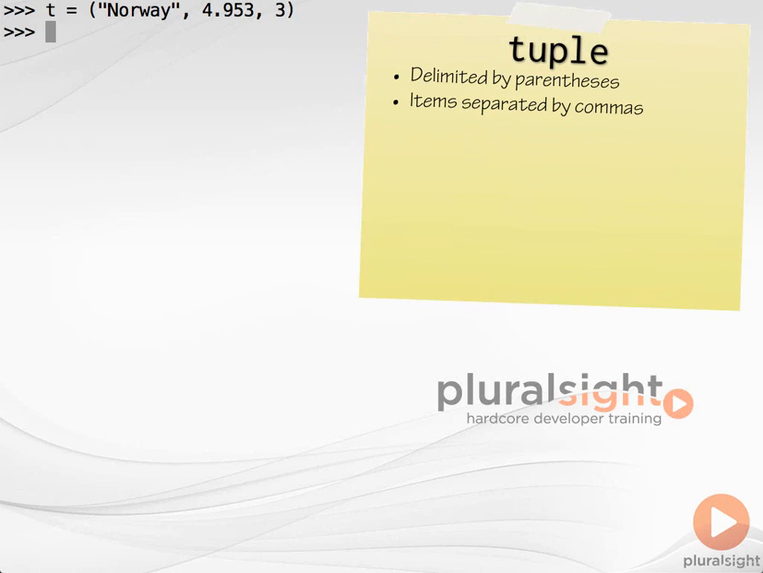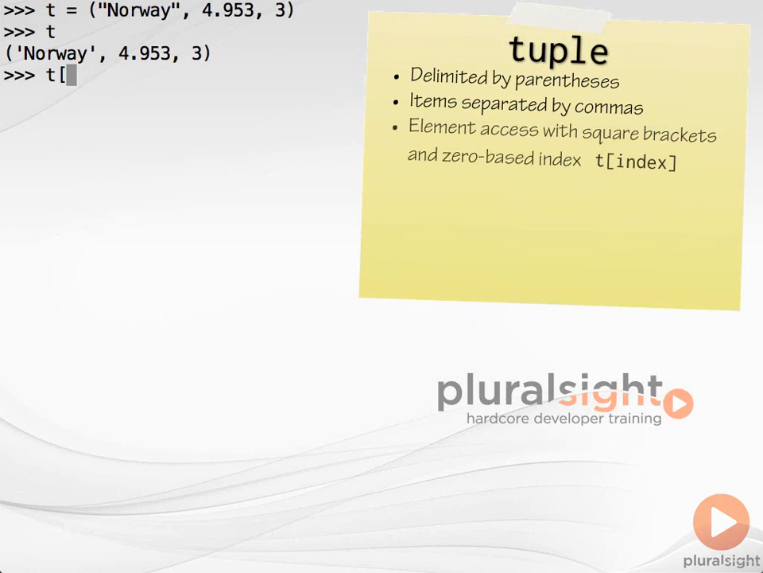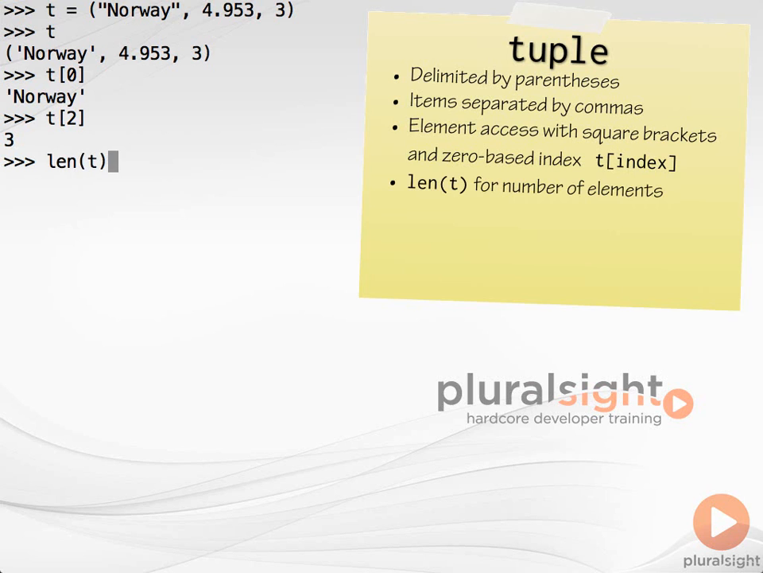Here's a literal tuple containing a string, a float, and an integer. We can access the elements of a tuple by a zero-based index using square brackets, and we can determine the number of elements in the tuple using the built-in len function.